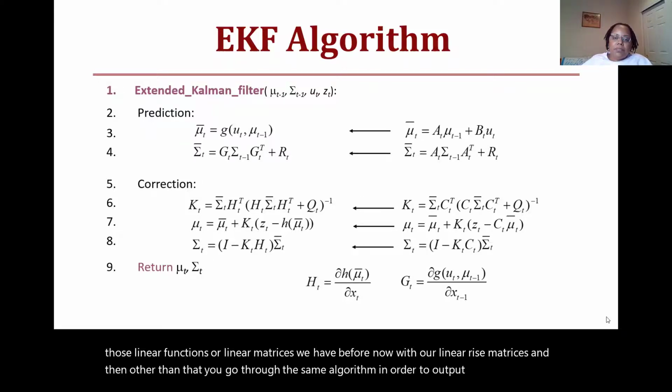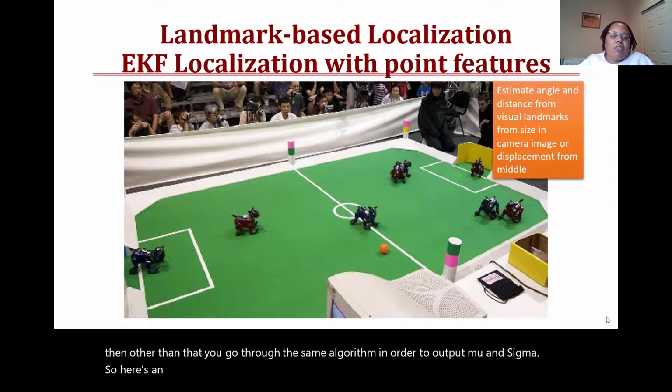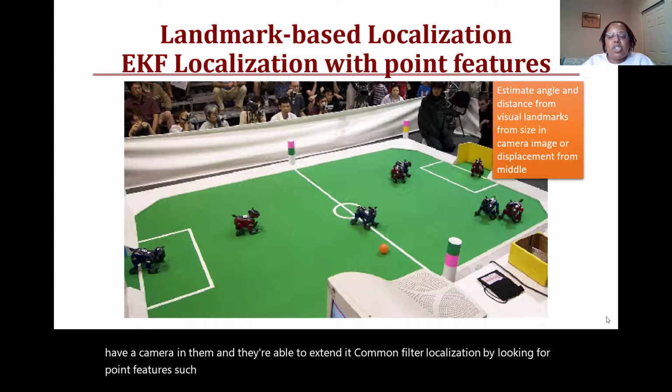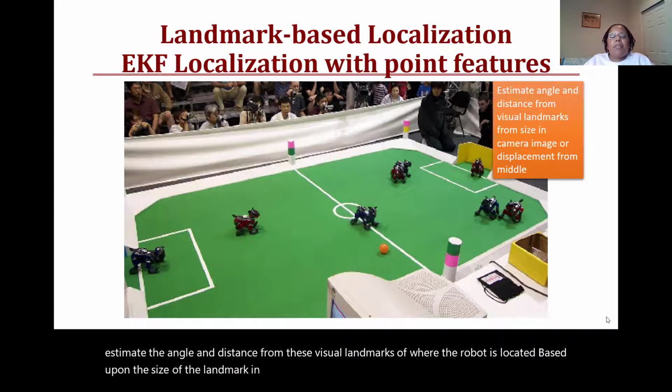So here's an example of that from RoboCup, once again, where we have the Sony Aibo dogs that have a camera in them, and they're able to do extended Kalman filter localization by looking for point features such as the color signature on the towers in the arena. They're able to estimate the angle and distance from these visual landmarks of where the robot is located based upon the size of the landmark in the camera as well as the displacement in the middle of where that landmark is.